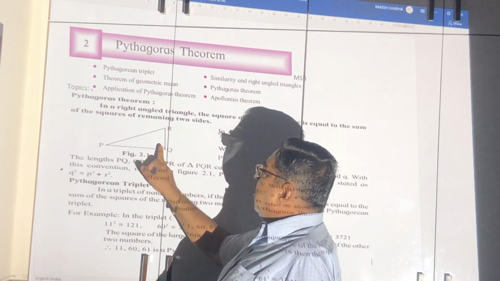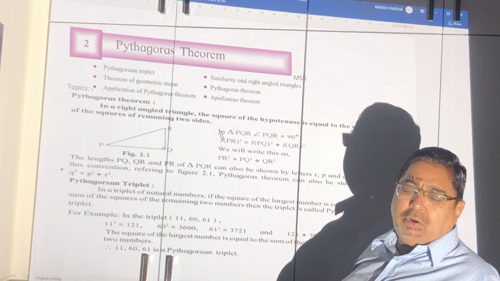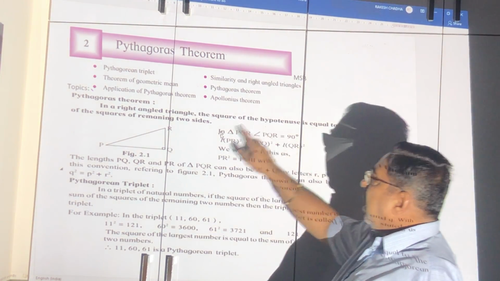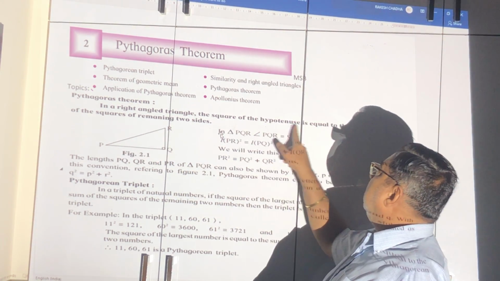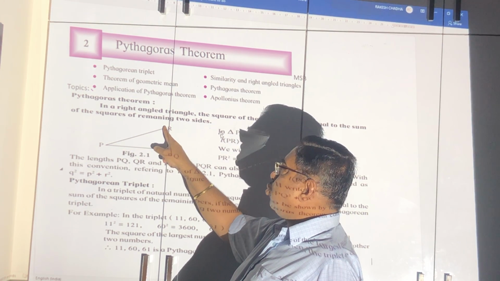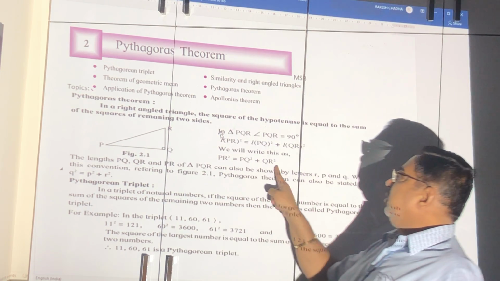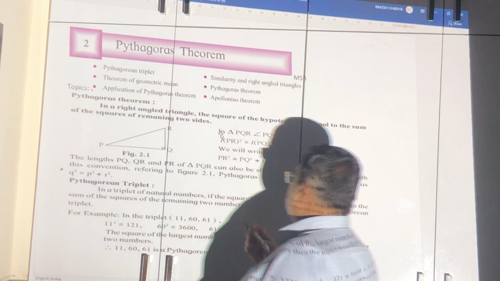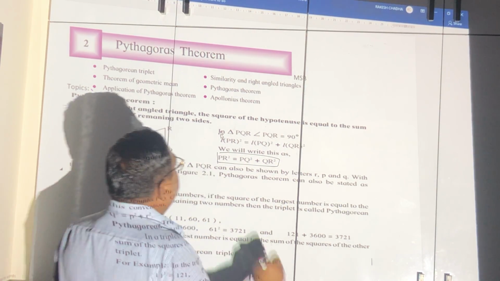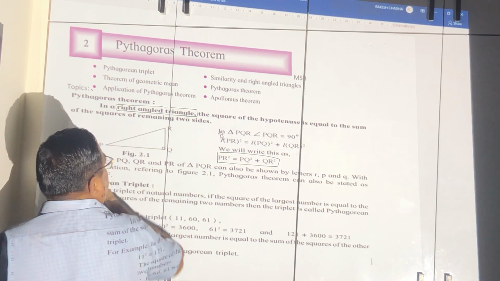In a right angle triangle, you need a right angle. Do not apply the Pythagoras theorem to a triangle which is not right angled or which cannot be modified into a right angle. The square of the hypotenuse, PR square, is equal to the sum of the squares of the remaining two sides. So PR square is equal to RQ square plus PQ square. This is the Pythagoras theorem, my friend. You will learn it in this manner. Number one, I remind you again, right angle triangle.